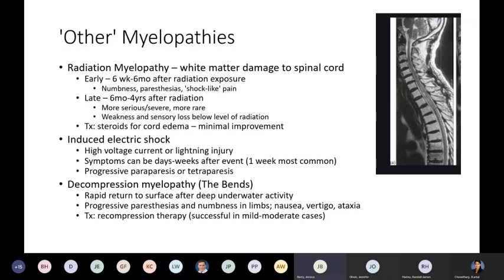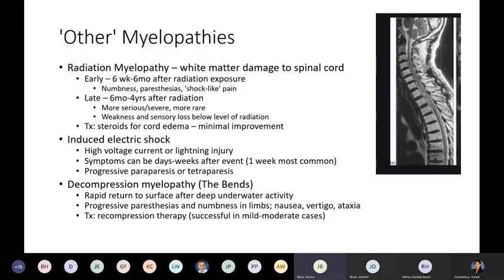The late type of radiation myelopathy can occur greater than 6 months and up to 4 years after radiation exposure. This is more rare, thankfully, but also more serious and severe. So can present more with almost like a total cord syndrome, weakness and sensory loss below the level of cord involvement, the level of radiation exposure. The treatment, usually you will give steroids for cord edema, but improvement is pretty minimal even with the steroids. So it's a pretty poor neurologic prognosis.